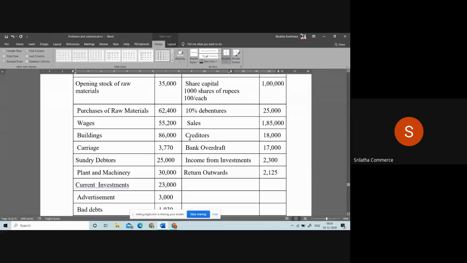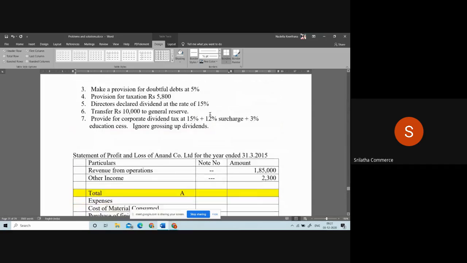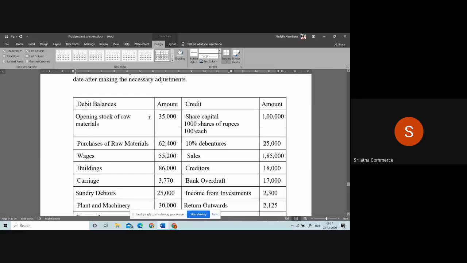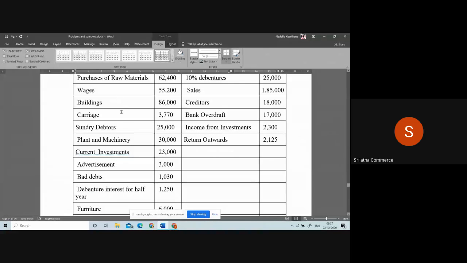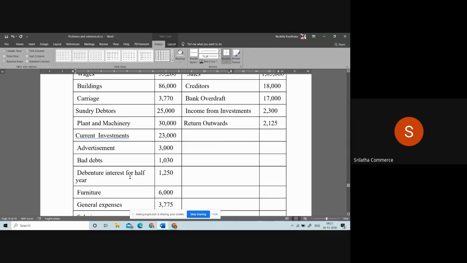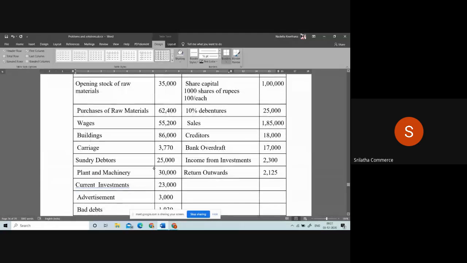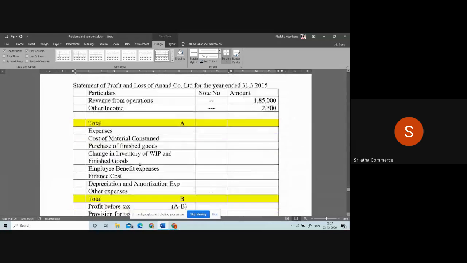Cost of material consumed. On the income side we are not preparing anything. Is it clear for you all? Directly we are posting revenue from operations and other income, only one account we have. When it comes to the expenses side, cost of material consumed is 1, then employee benefit expenses 2, then finance cost 3, depreciation and amortization 4, other expenses 5. So we'll prepare this.